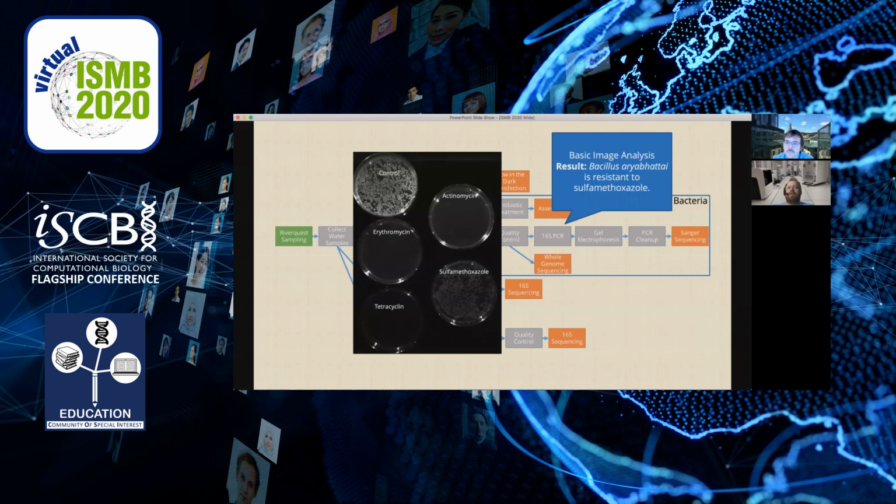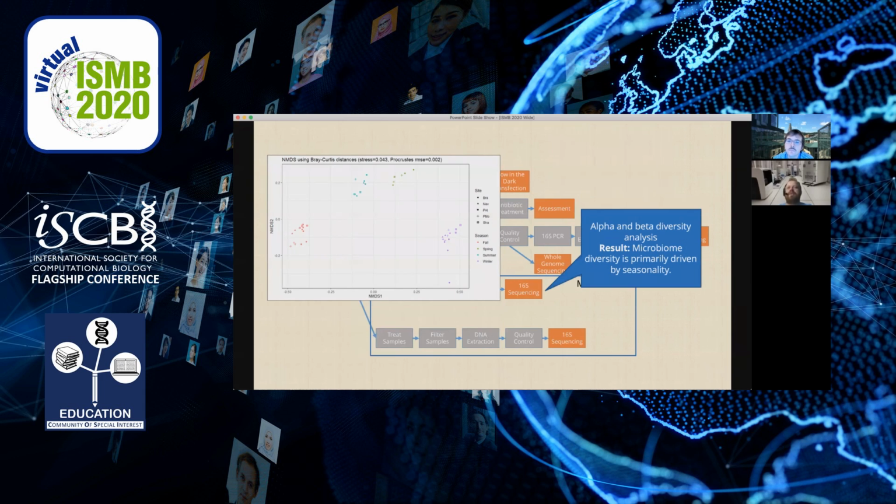Okay, then we also did some tests for antibiotic resistance, and this gave us an opportunity to do basic image analysis with the students. Just one basic result that's obvious here is that this particular bacteria, Bacillus aryabhati, is resistant to sulfamethoxazole, as you can see in this image.